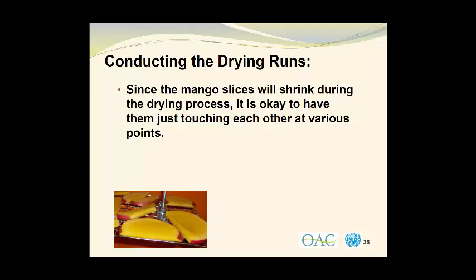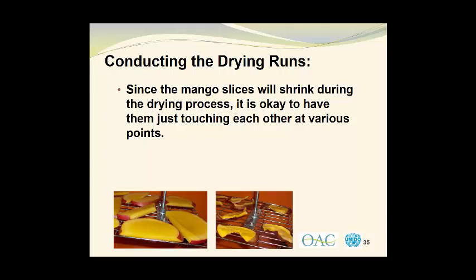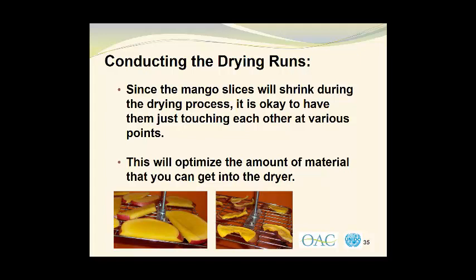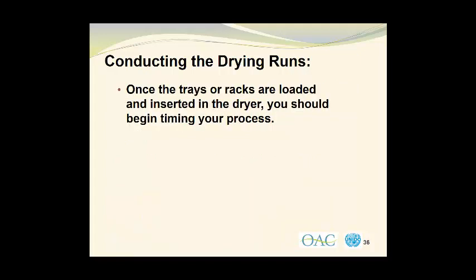You've seen this photograph before if you've looked at some of the previous videos, and here we have some fresh mango slices on a lab dryer rack, and in this case I have also not peeled the samples. After drying, you can see just how much the slices have shrunk in size. This will optimize the amount of material that you get into the dryer if you have them so that they just touch but do not overlap.